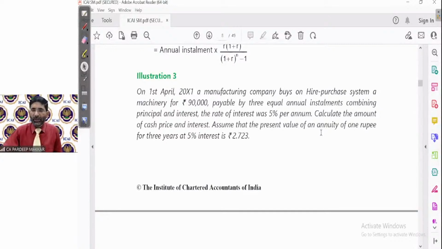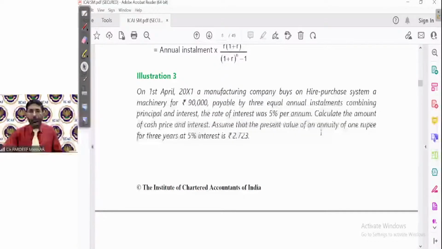If you see, on 1st April, a manufacturing company buys a hire purchase system, a machinery for ₹90,000 payable by 3 equal annual installments, combining interest and principal. So this is something different. Basically, when he is interested in making the payment combinedly for the principal amount and the interest amount both, in that case, it is somehow different.